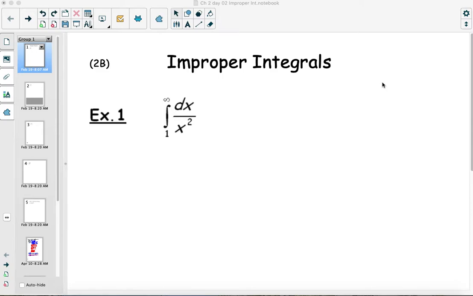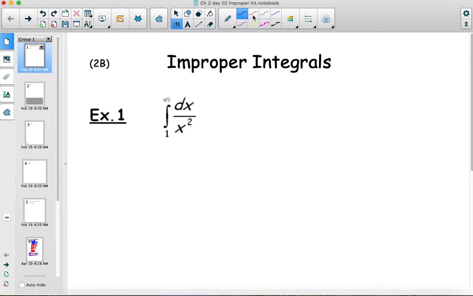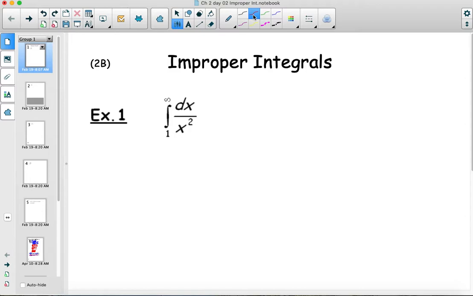Hi, today we're going to work on improper integrals. And those are integrals that are just not very proper. So what do I mean by that? Well, look at this limit of integration. I want to do the integral from 1 to infinity of 1 over x squared dx. So that's what's making it improper.